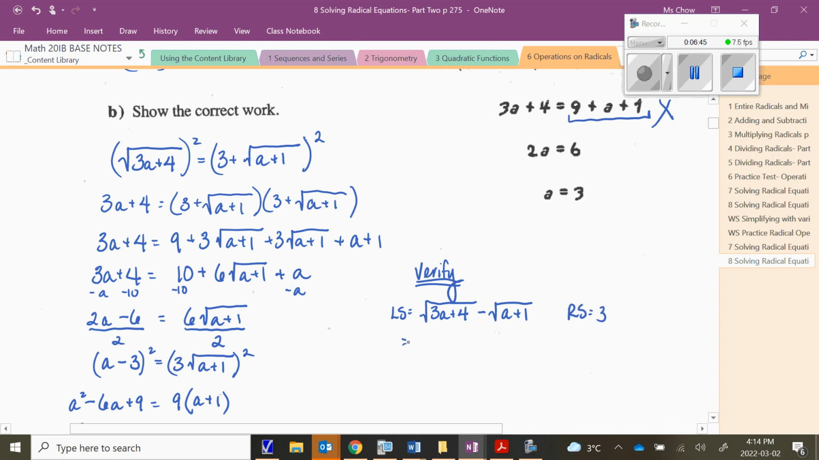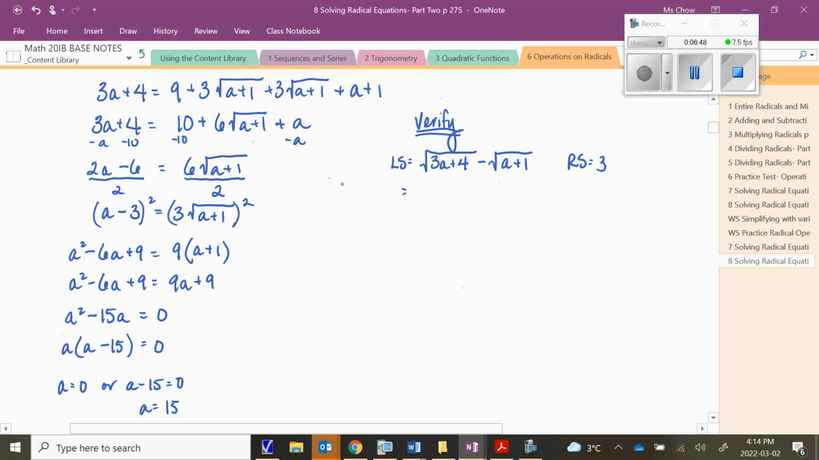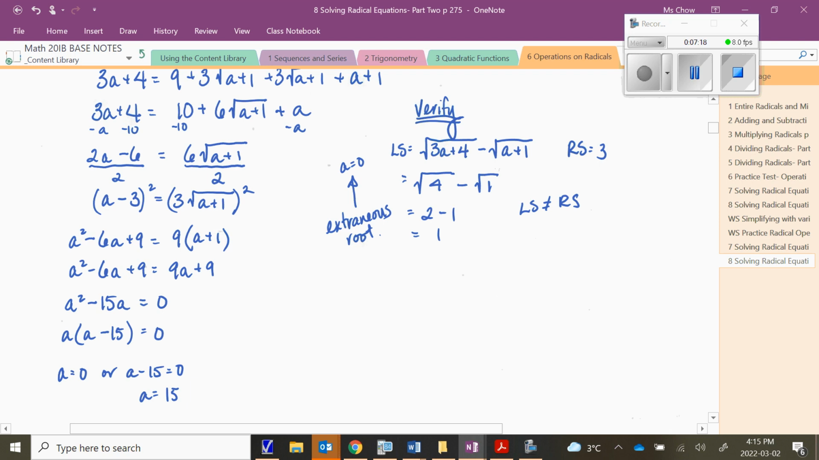So let's take a look. So we're going to check a equals 0. So that means that I would have square root of 4 minus the square root of 1 is equal to 2 minus 1, which is 1. Left side not equal to the right side. So that means that this is an extraneous root then. Extraneous root. So we need to reject that answer.